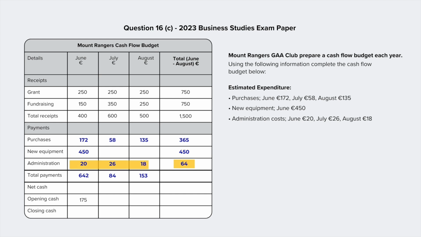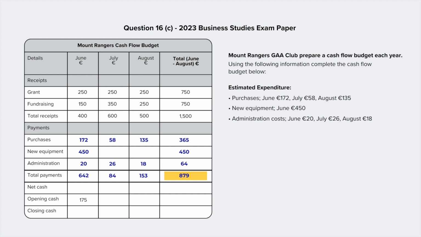Admin costs now for the 3 months total €64. Finally, now we need to see what we spent overall for the 3 months, which is our total payments. This is found by summing up everything over this period. So over the 3 months, we spent €365 on purchases, €450 on new equipment and €64 on admin costs. We add these together, which gives us a total expenditure over the 3 months of €879.